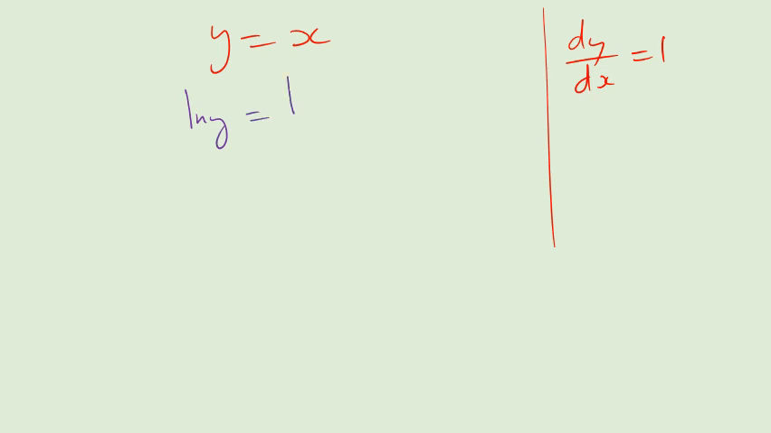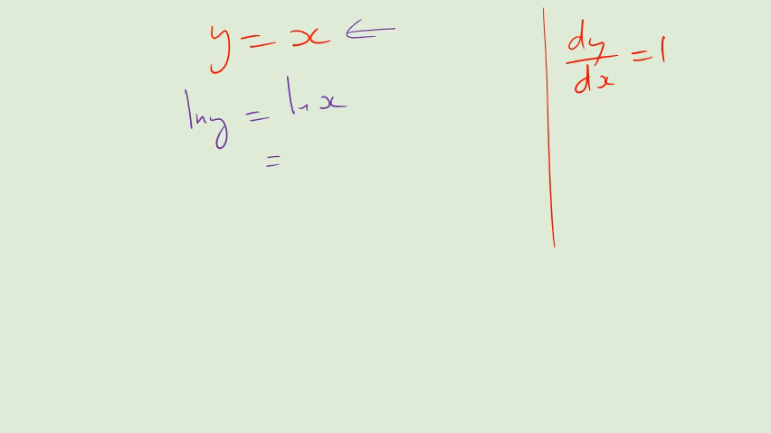Let me start off with a very basic problem. y equals x. We know the derivative dy/dx is equal to 1. Now, let's take the ln on both sides. So we have ln y equals ln x. Now we're going to differentiate both sides. Remember, y is a function of x.